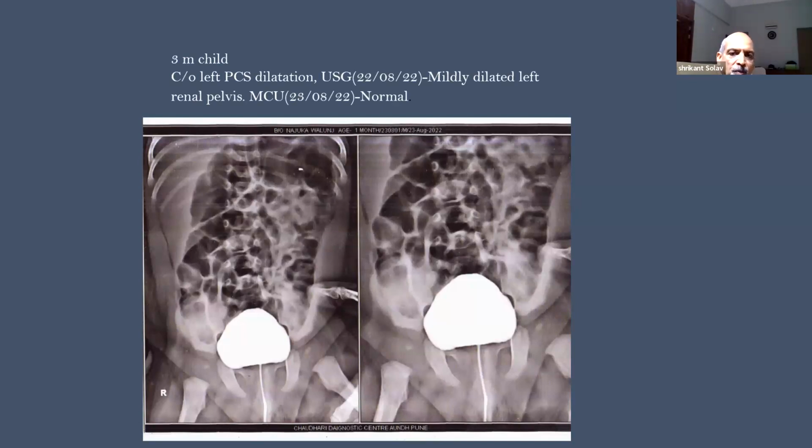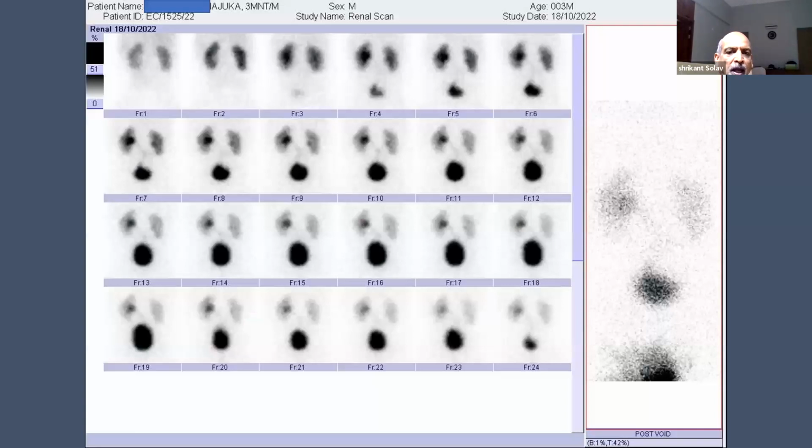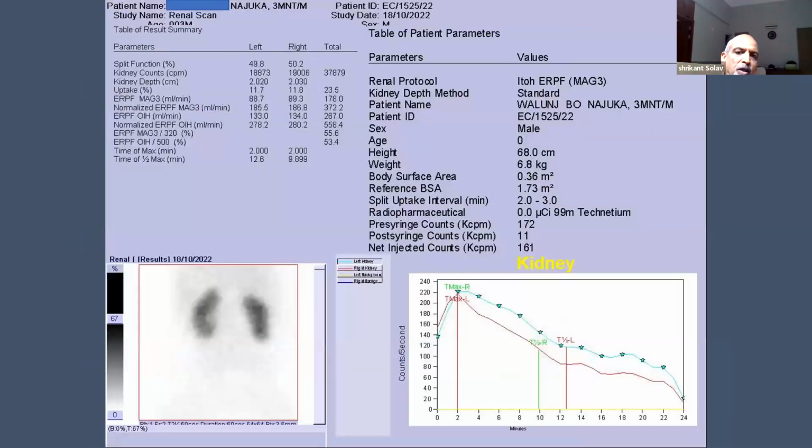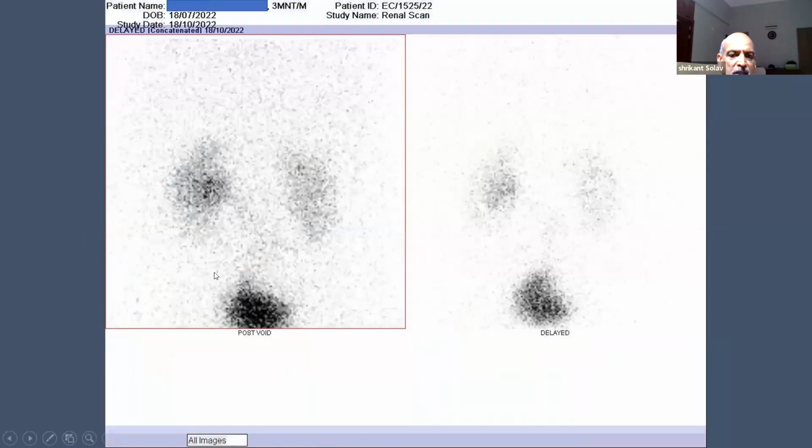So here is an example of a 3-month-old child who had a normal MCU, because in MCU you acquire only a few images during the scan. And here the same child underwent a diuretic renal scan where excretion was pretty okay from both the sides, but the left ureter was prominent. You can see the downsloping renogram on both the sides. But in this image, if you see, there is some prominence of the ureter. So we suspected that there could be reflux.